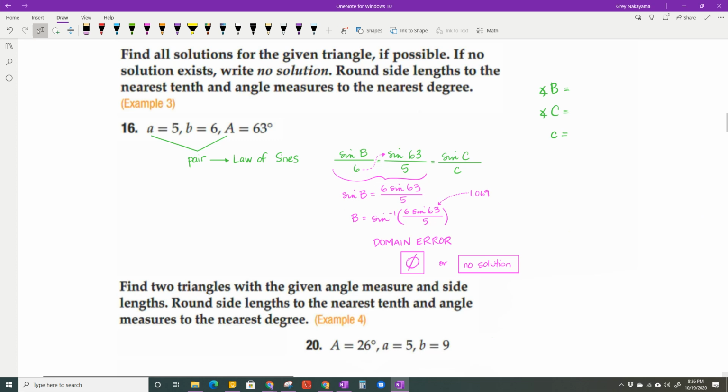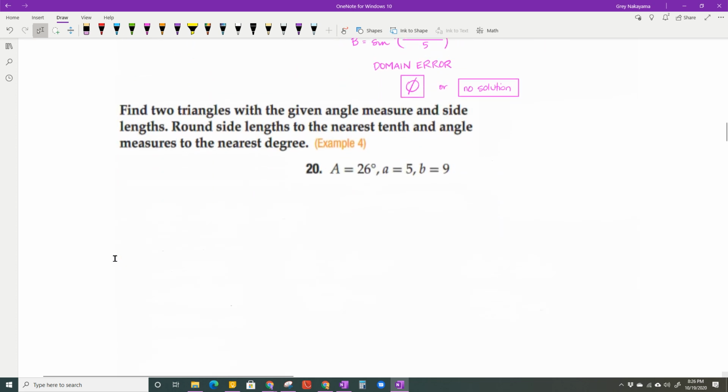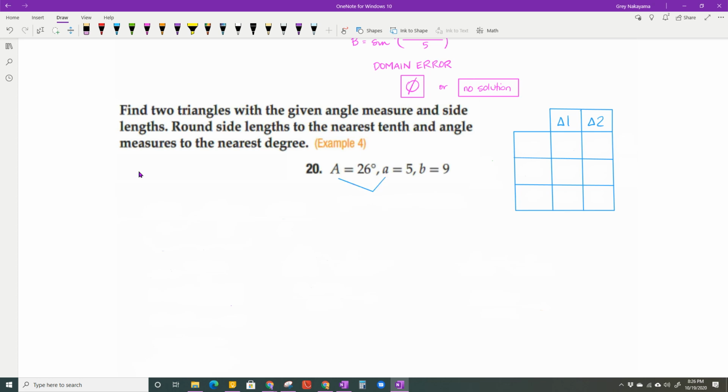Okay? Next, find two triangles with the given, oh, they told us we have two triangles. Okay, so if they told me that I have two triangles, then I'm probably going to set up my two triangles. Okay, that's my case. This is how I'm going to work this. So round the side lengths to the nearest tenth and angle measures to the nearest degree. So again, I'm looking at it, and do I have a pair? I do. I have big A and little a. So I have a pair, which means I can use the law of sines.